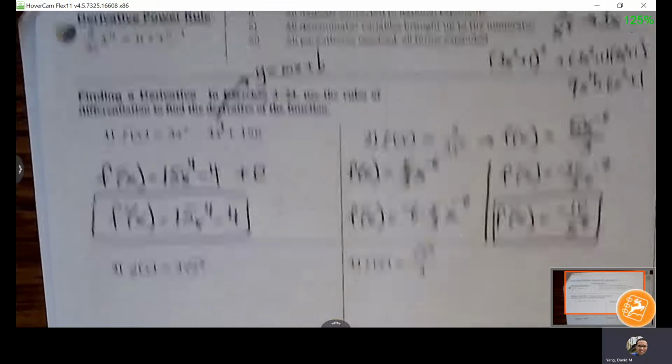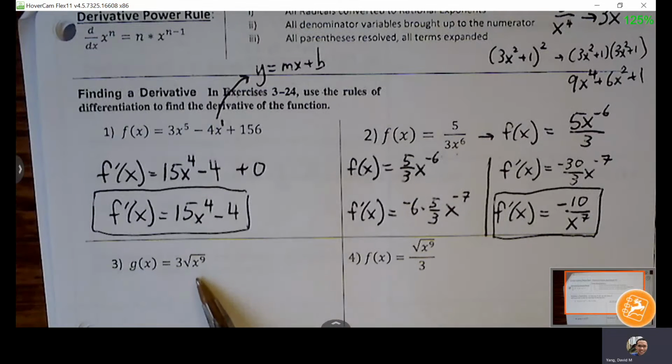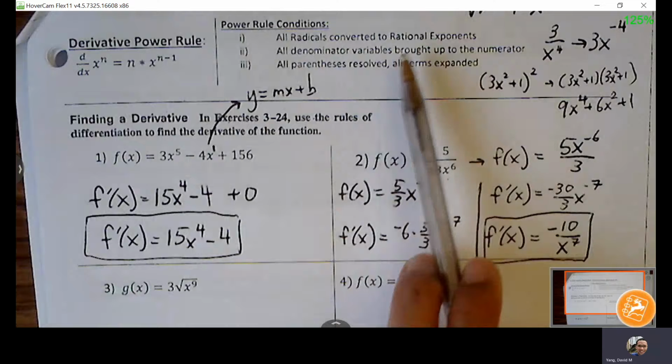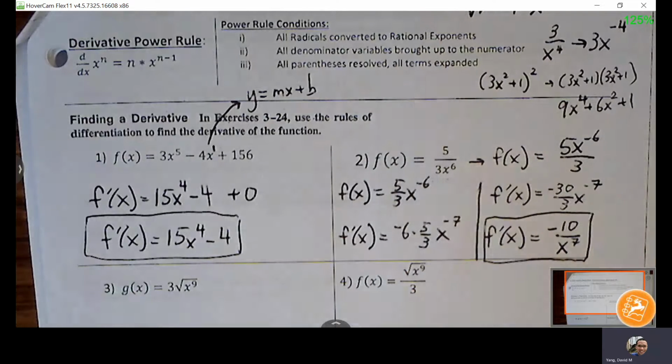Okay, number 3. g of x equals 3 square root of x to the 9th power. We want to do power rule. We want to find the derivative. What adjustments need to be made? You have to get rid of the root. Yeah, gotta get rid of the root. So how can I rewrite this?